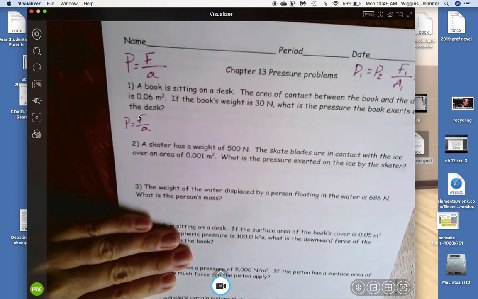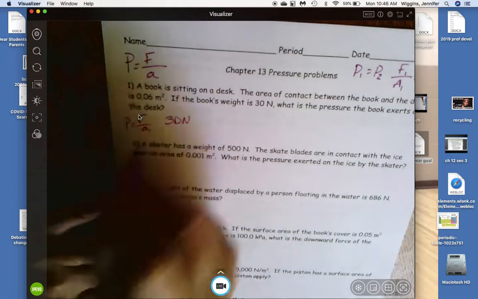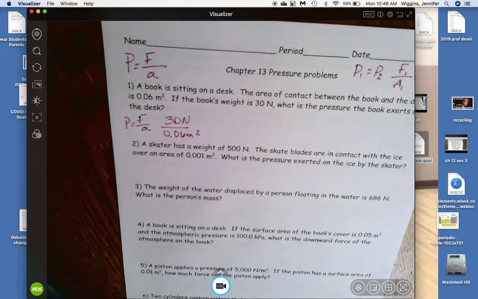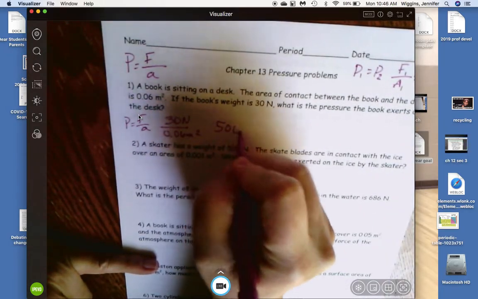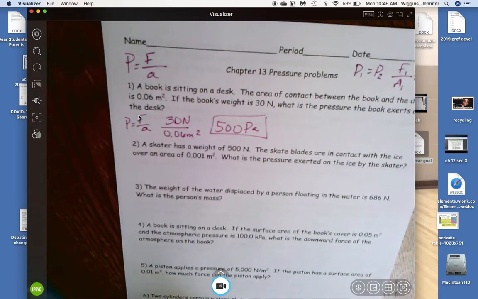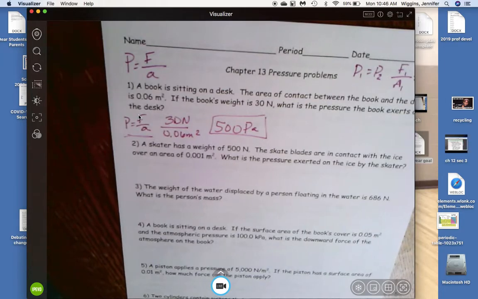Okay, so my force is 30 newtons. My area is 0.06 meters squared. Remember, newtons is force, area is length times width, so it would be meters squared. When you put that in a calculator, which I lost, so I'm going to use my phone, 30 divided by 0.06 is 500. 500 what? Pascals. Okay, this one is pascals. So if you're using this formula, you're solving for pascals.